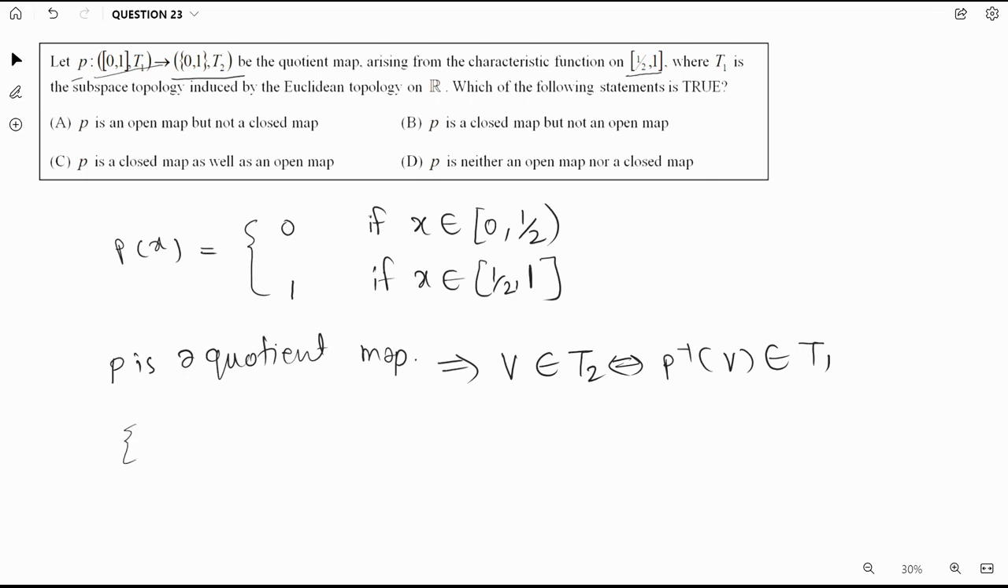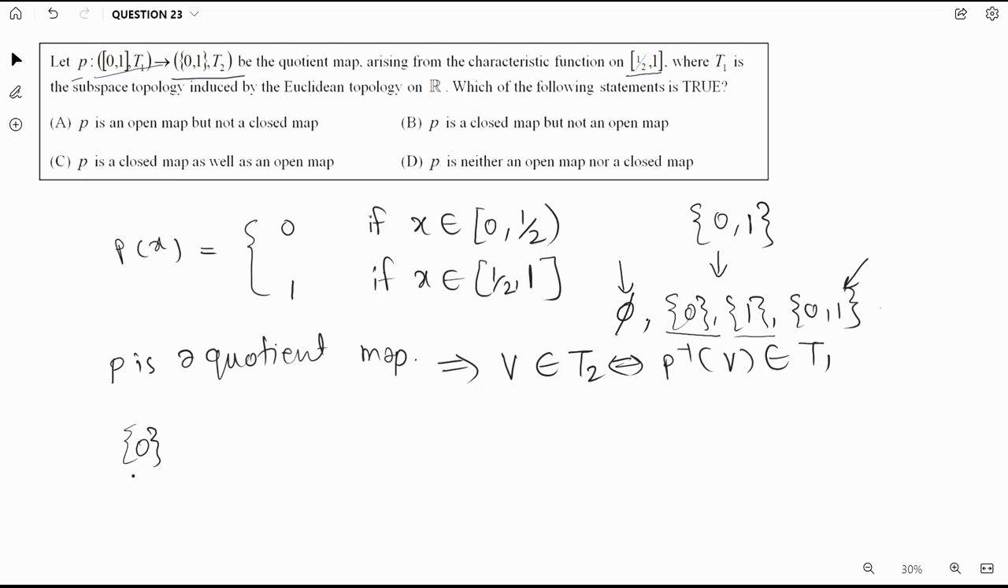Now let us check the open sets of the codomain. The codomain is {0, 1}, so its subsets are {0}, {1}, the whole space {0, 1}, and of course the empty set. So we have only 4 options for open sets. Obviously the empty set and the whole space are open, so we just have to check if {0} is open and {1} is open. First let us start with 0.